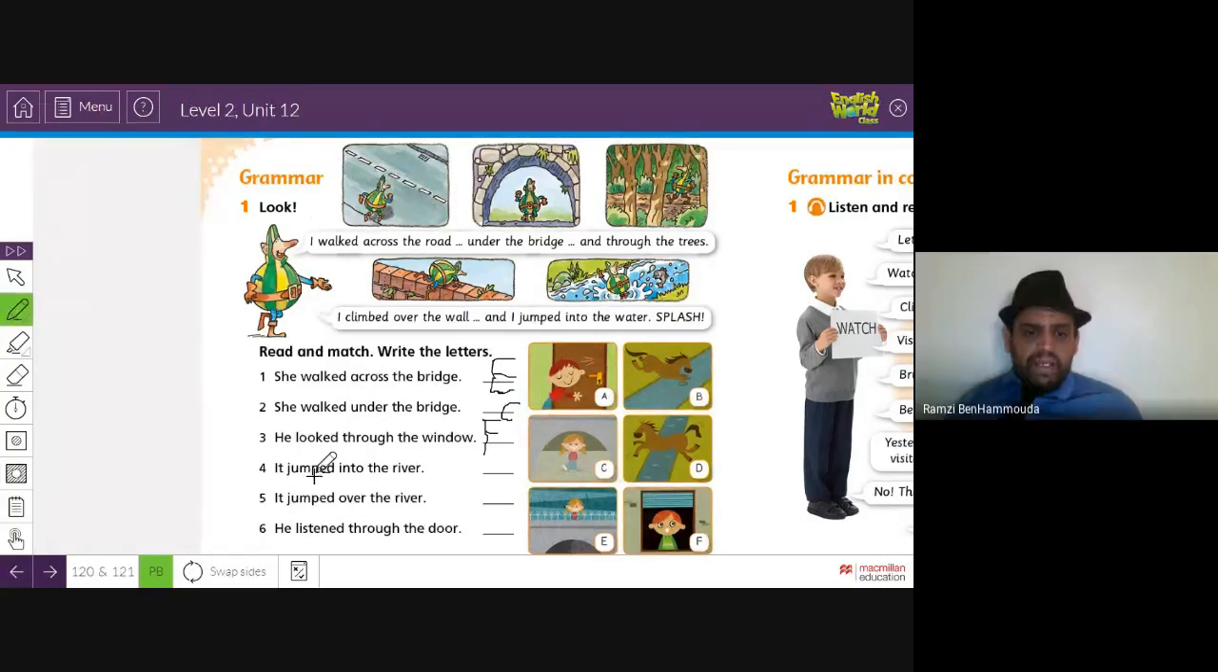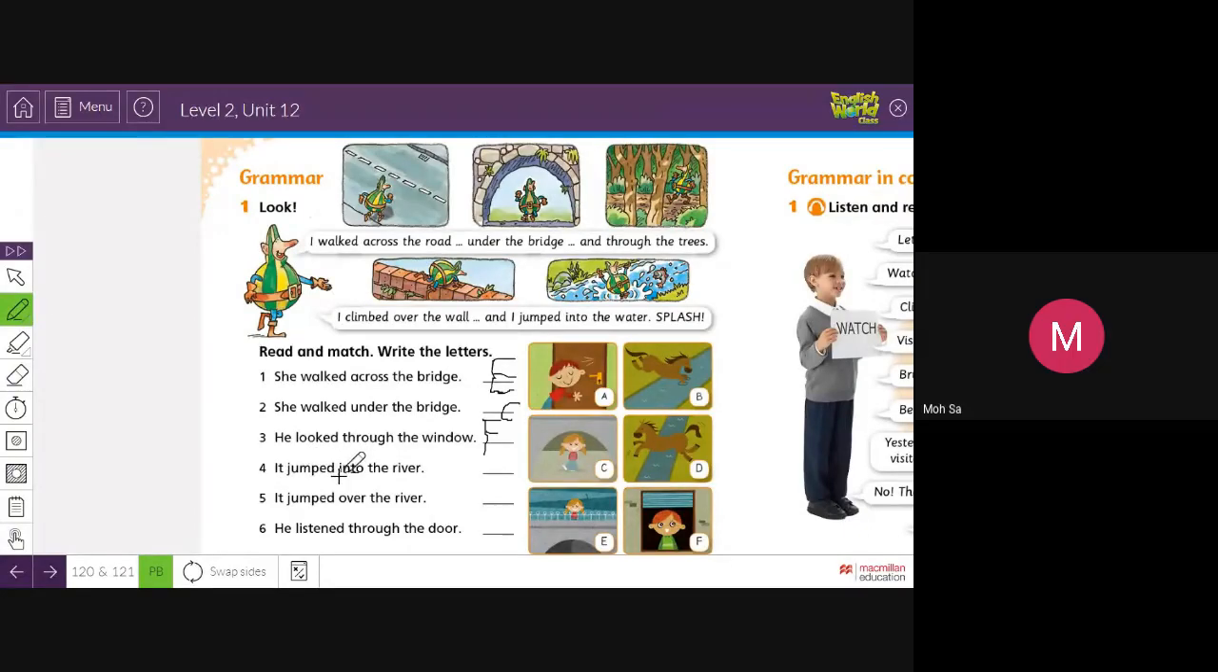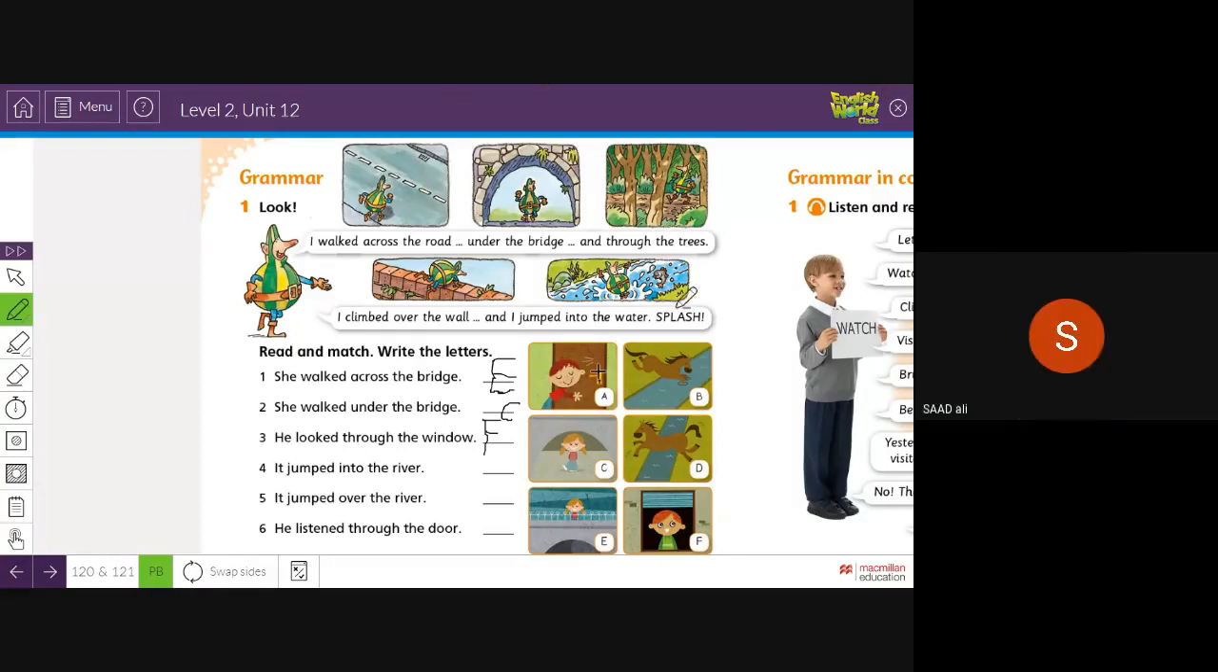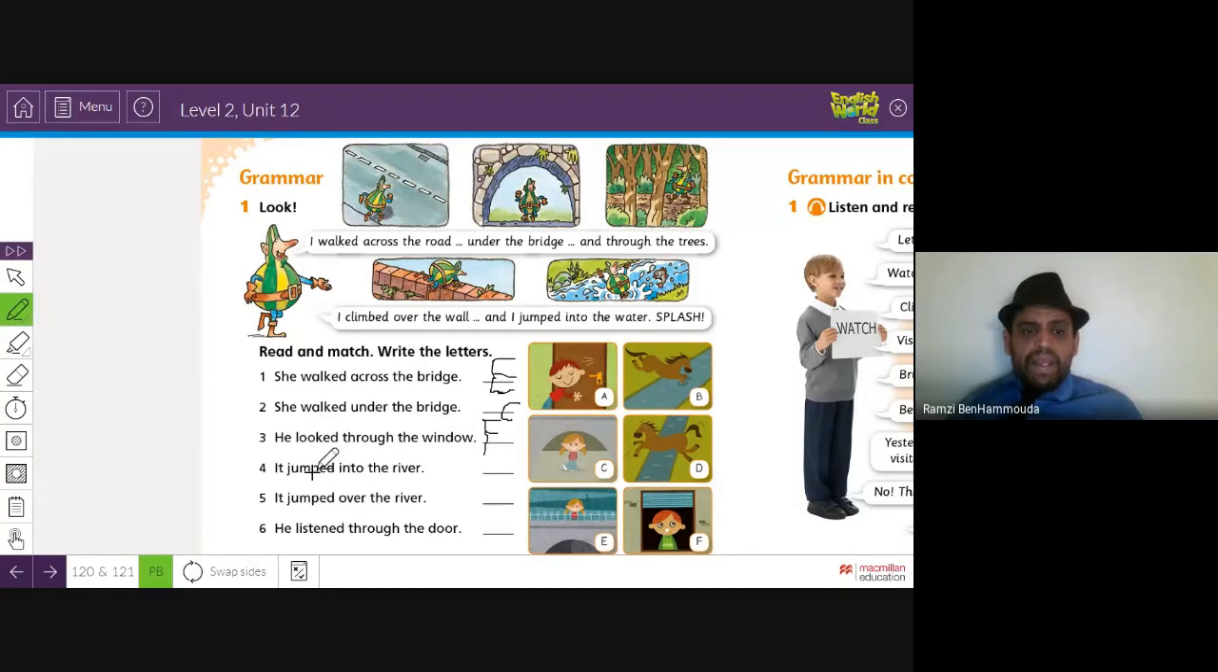Number four, Muhammad. It jumped into the river. Which picture? Into the... B. Okay, picture B. Thank you. Into the river, inside the river, touching the water.